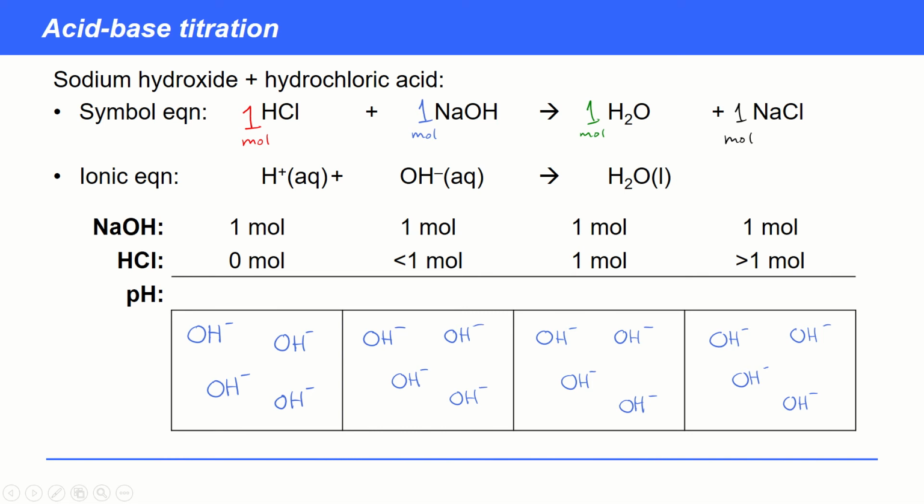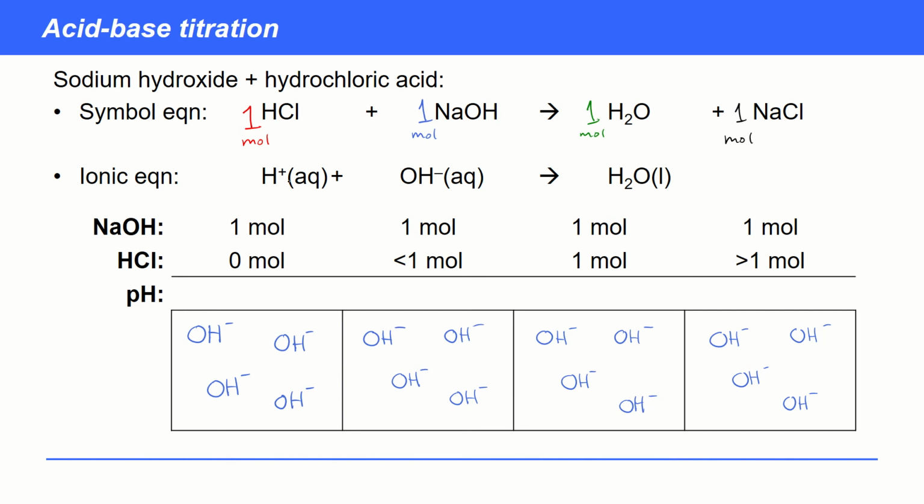It doesn't tell us about masses, it doesn't even necessarily tell us about reacting volumes, but it does tell us about moles, because the number of moles is directly proportional to the number of particles, and the equation tells us that every time you have 1 HCl, there's always going to be 1 NaOH reacting with it.